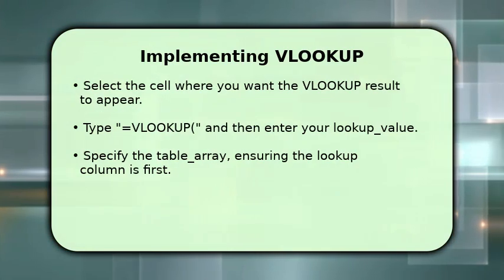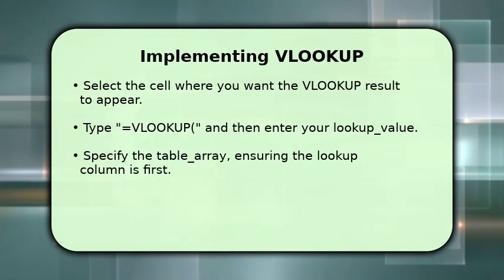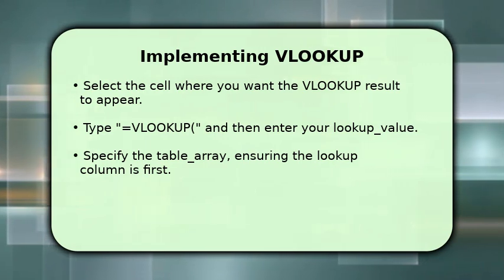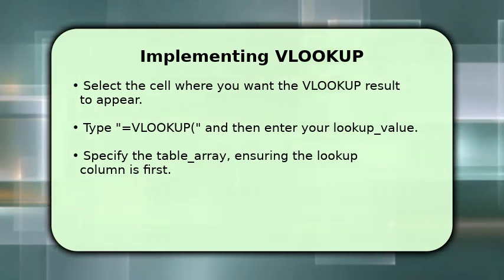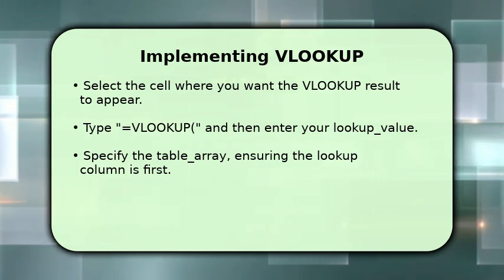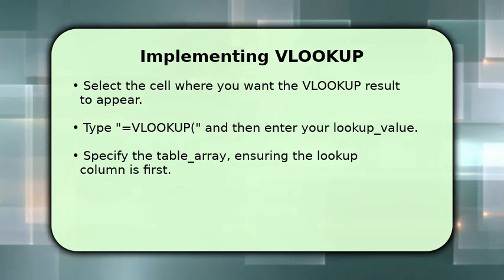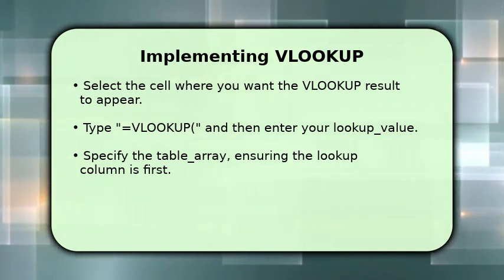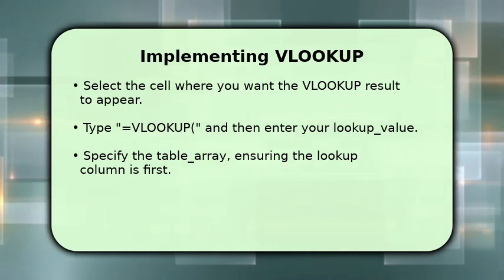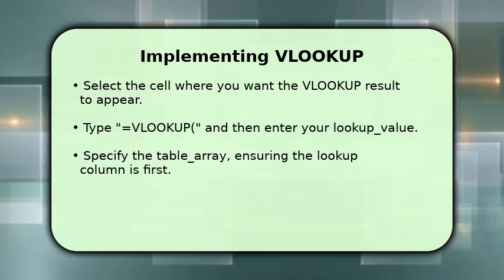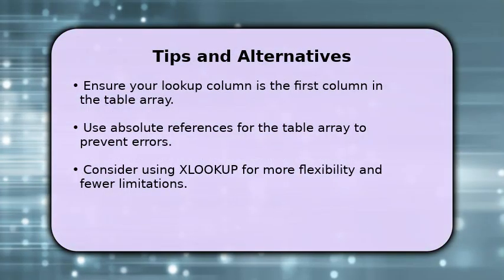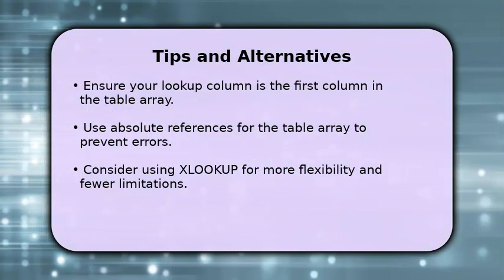Now let's walk through implementing VLOOKUP. Begin by selecting the cell where you want your result to display. Type equals VLOOKUP, followed by an open parenthesis. Next, input your lookup value, which could be a cell reference or a specific text string in quotation marks. Then, define your table array, making sure the column you're searching in is the very first column of this range. After that, enter the column index number for the data you wish to retrieve, and finally, type false for an exact match.